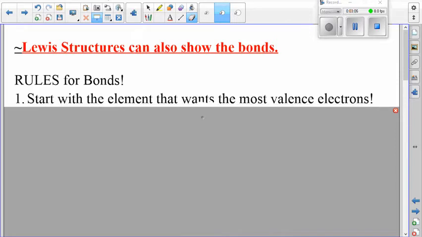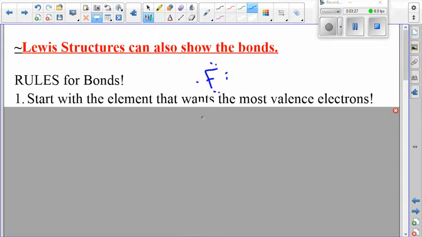Okay, so first rule. Start with the element that wants the most valence electrons. What do you mean by that, Mr. Pilcher? Well, think of it this way. If I think of a fluorine, for example, you don't have to draw this. So fluorine, it's got 7 valence electrons. 1, 2, 3, 4, 5, 6, 7.